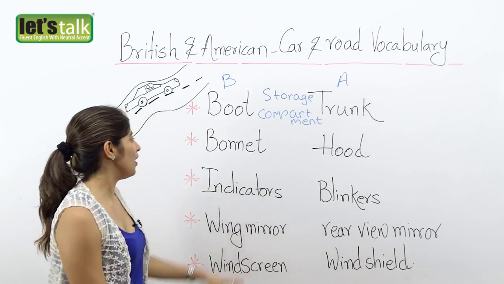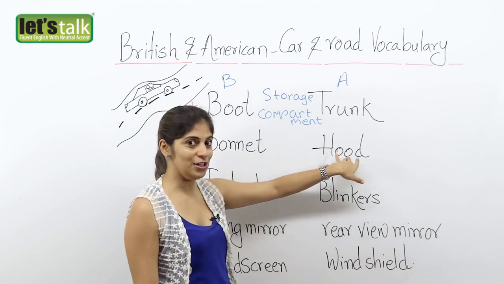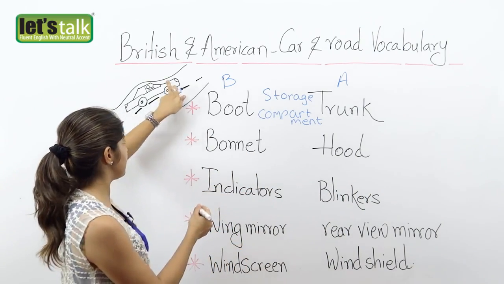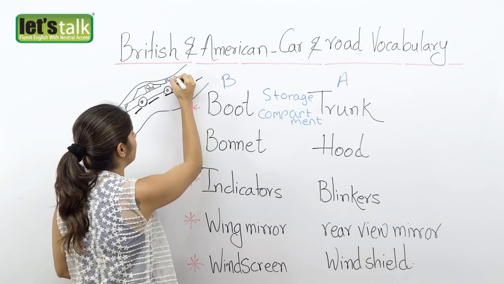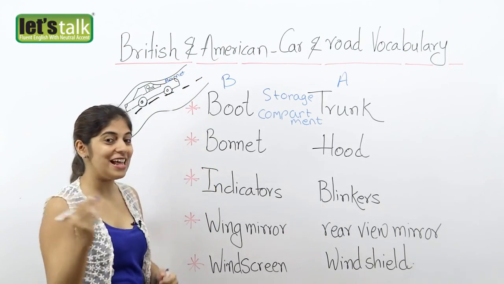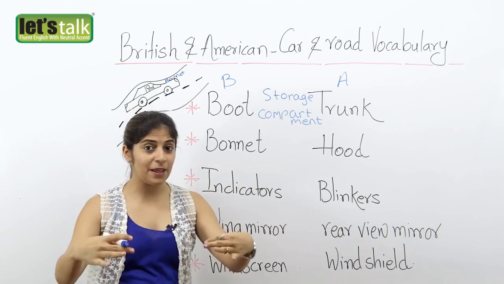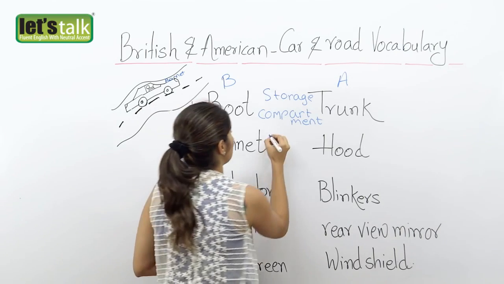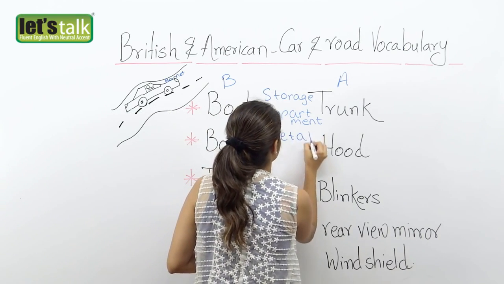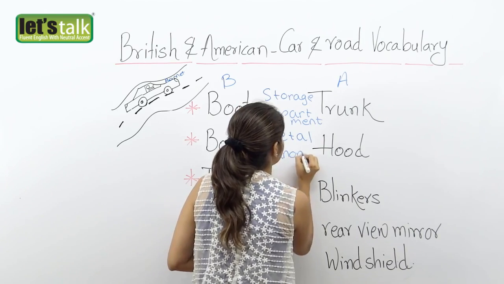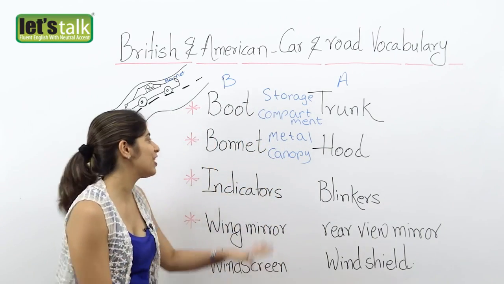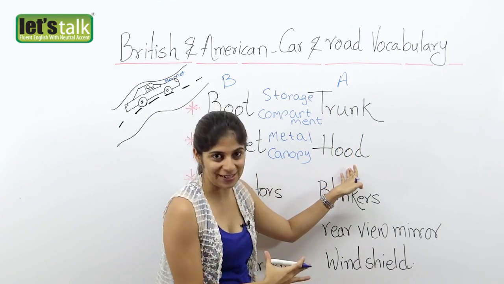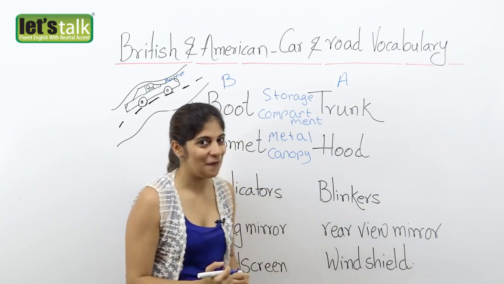Let's have a look at another word, bonnet and hood. Now, bonnet is the front of the car. This is a bonnet. It is a metal canopy that covers the engine of motor vehicles. Right? So in British English, it is bonnet, whereas in America, it is hood. So it's called a hood, right?